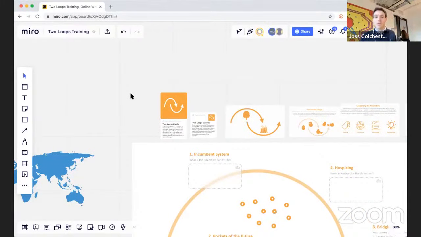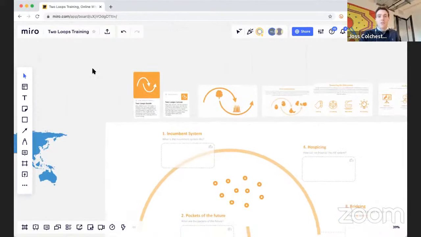My name's Josh Colchester, and today we're learning about the two loops model. I'm part of the London Hub. I'm joined by my colleague Hannah, also part of the London Hub, who's going to help with the facilitation.